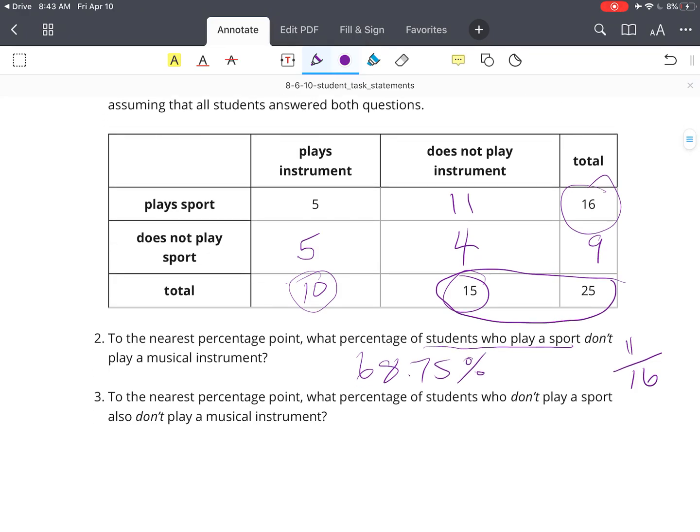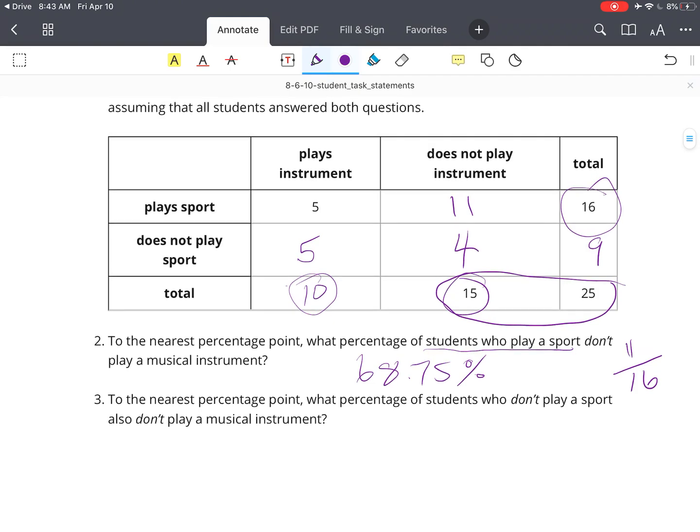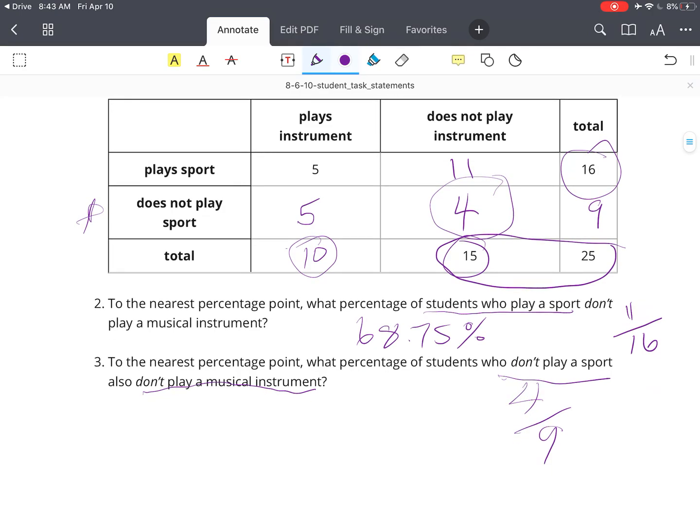And to the nearest percentage point, what percentage of students who don't play a sport also don't play a musical instrument? Let's look at how many don't play a sport. There are 9 people that don't play a sport, so that's the whole. So how many don't play an instrument? 4. This one's easy to calculate if you know what 4 ninths is. That's 44.4%.